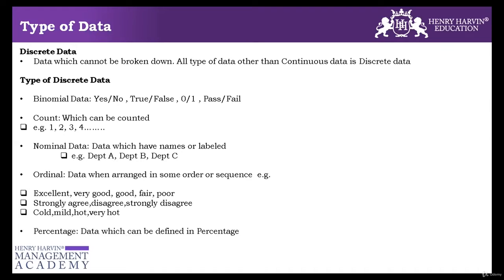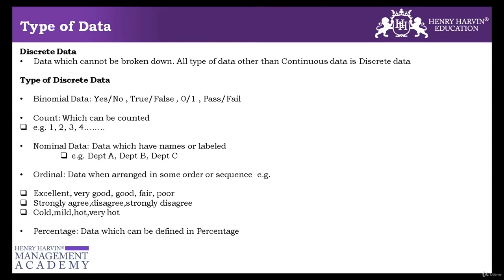And last but not least, which is part of discrete data, is percentage data, like 55%, 65%, 65.3%. If you notice, whether it's binomial, count, nominal, ordinal, or percentage, all these cannot be broken further. This is the last unit that you have. You will not be able to convert.